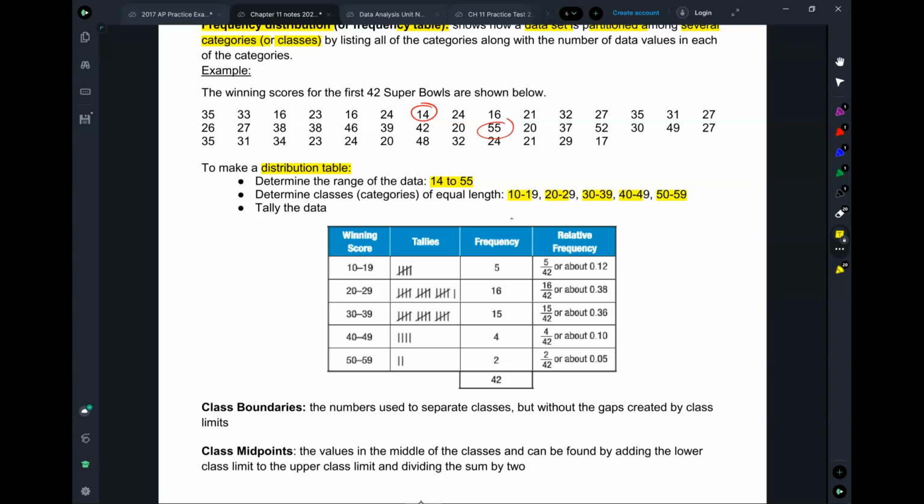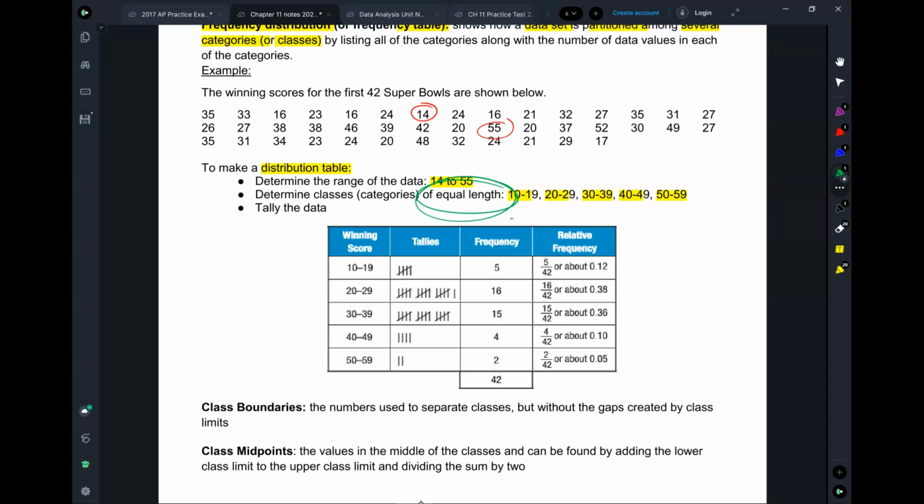What's super, super important is that the categories have equal length. So here, from 10 to 19, right, you have 10, 11, 12, 13, 14, 15, 16, 17, 18, 19. You have 10 numbers in each category. This has to be the exact same thing from 20 to 29, 10 digits, and so on. It can't be sporadic.